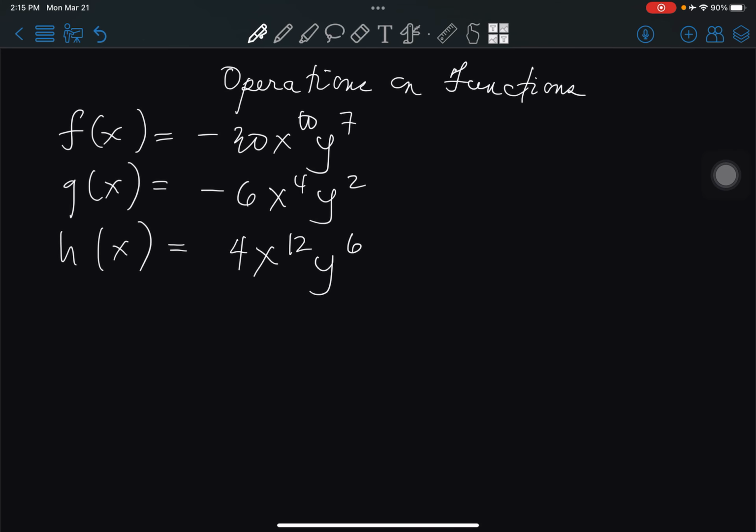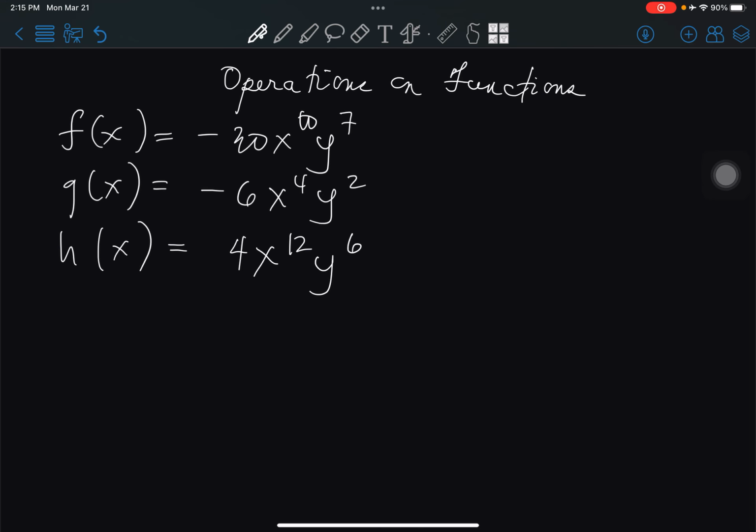Operations on functions. Now we will be using division. So we have here some basic examples of functions. Here we have f of x equal to negative 30 x raised to the power of 10, y raised to the 7th power. Then we have g of x equals negative 6 x to the power of 4, y squared.